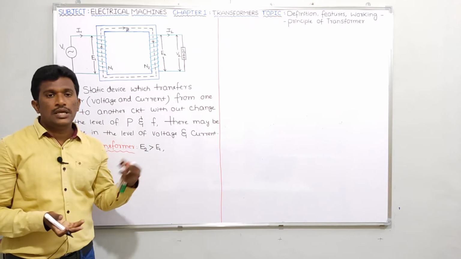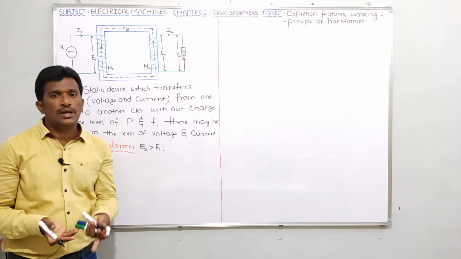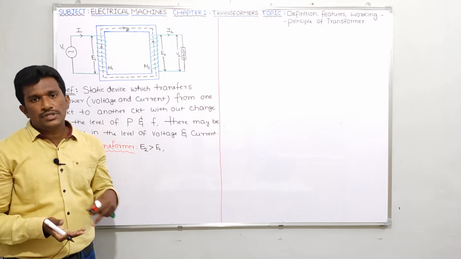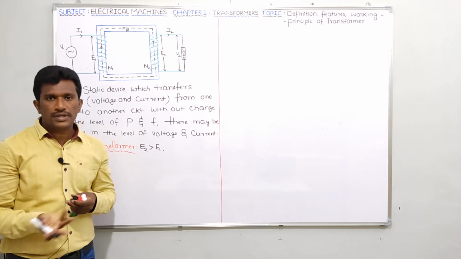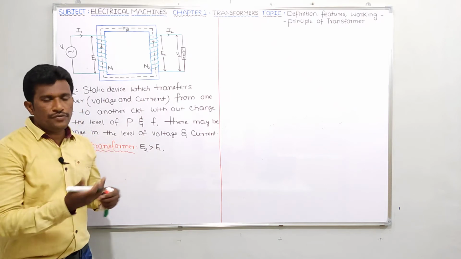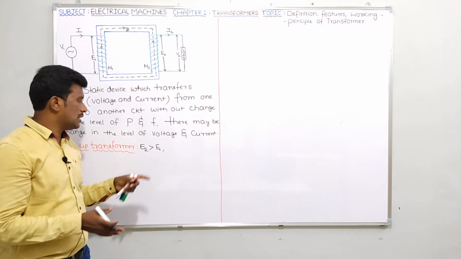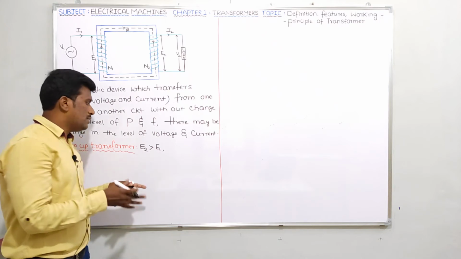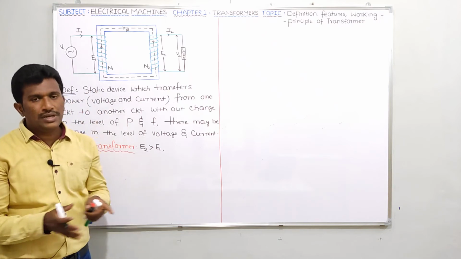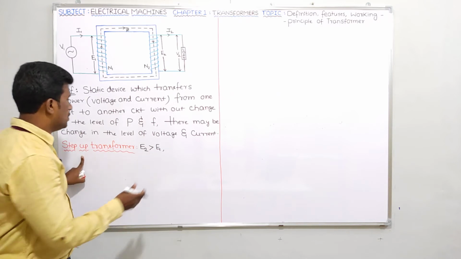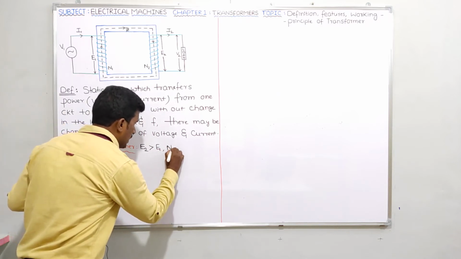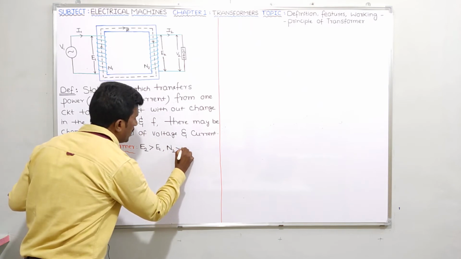Then there is a direct relation between EMF and number of turns. You might have known already, E is proportional to d by dt of N phi, that means the rate of change of flux linkage. So obviously EMF is directly proportional to number of turns. We'll discuss anyway in future; I'll derive the relation between EMF and number of turns. E2 greater than E1 for a step up transformer, so obviously secondary turns will be more than primary turns.